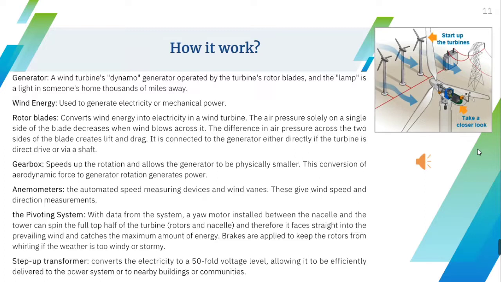Brakes are applied to keep the rotors from whirling if the weather is too windy or stormy. Finally, the step-up transformer converts the electricity to a 50-volt voltage level, allowing it to be efficiently delivered to the power system or to nearby buildings or communities. If the power is sent to the grid, it is transformed to a greater voltage, which is 130 kV or more, via a local transformer that serves a number of turbines.